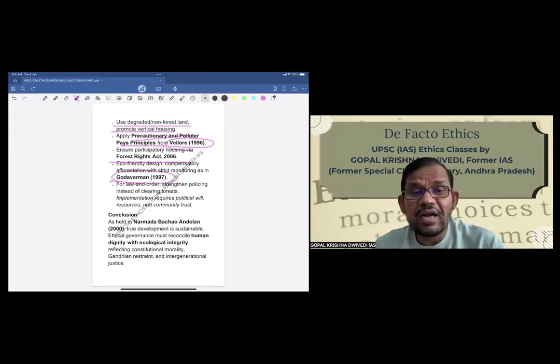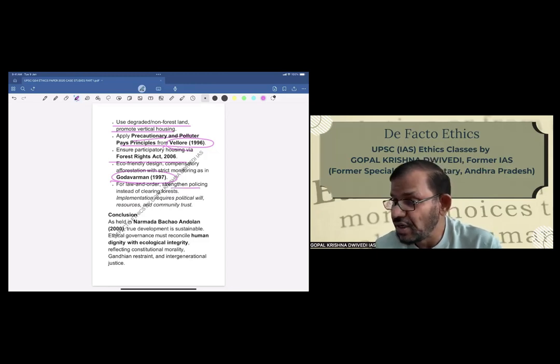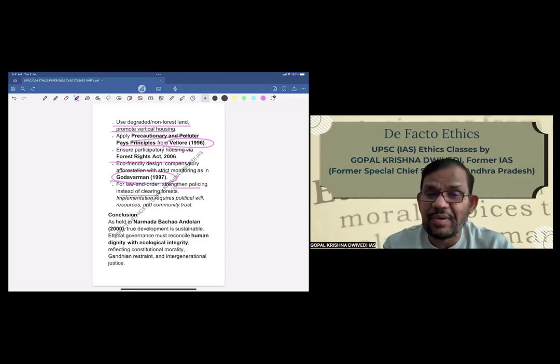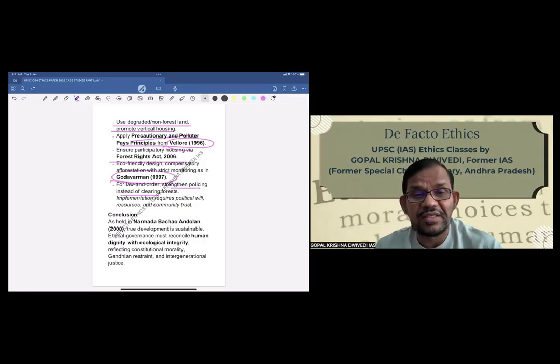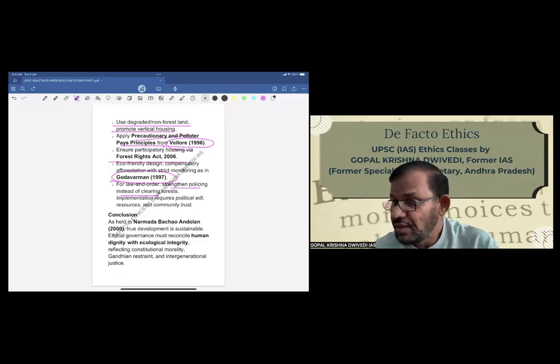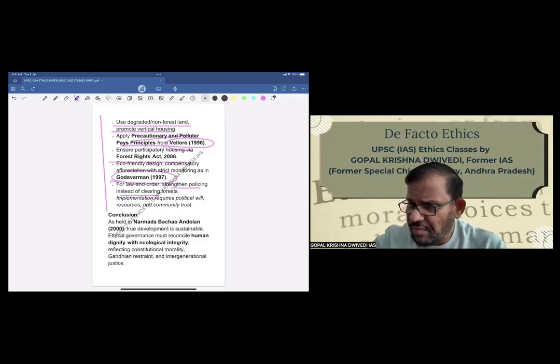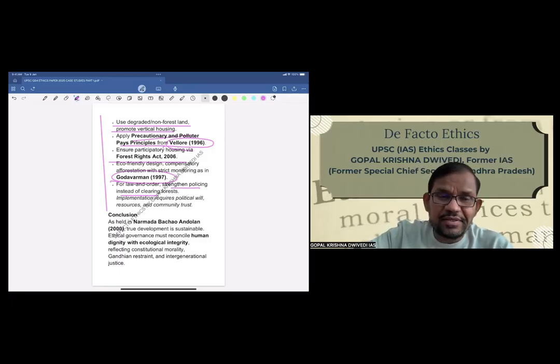Then for law and order, strengthen policing instead of clearing forests. Because one of the logics given in the paragraph is that after we clear the forest, antisocial elements will not be able to hide and law and order will be improved. So for that, the answer needs to include: for law and order, strengthen policing instead of clearing forest. Implementation requires political will, resources, and community trust. So these are the main components of this part of the answer.